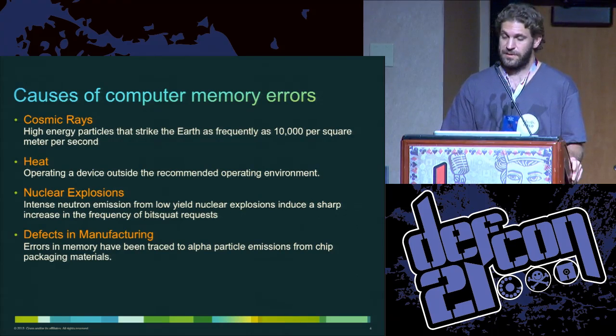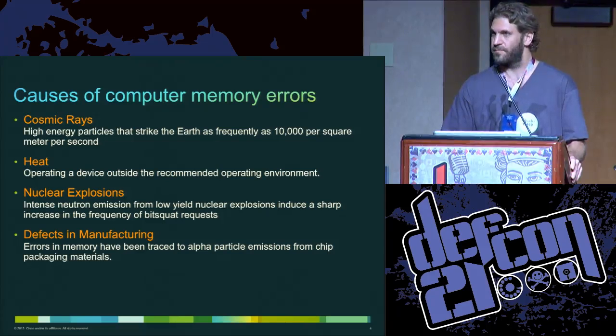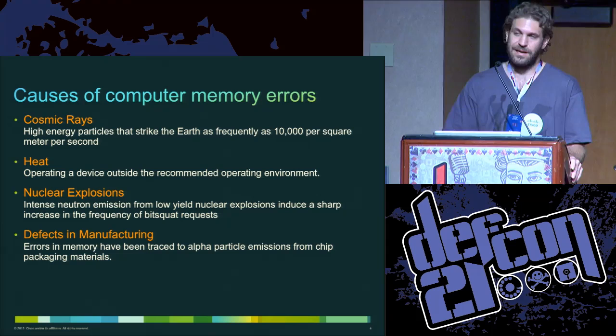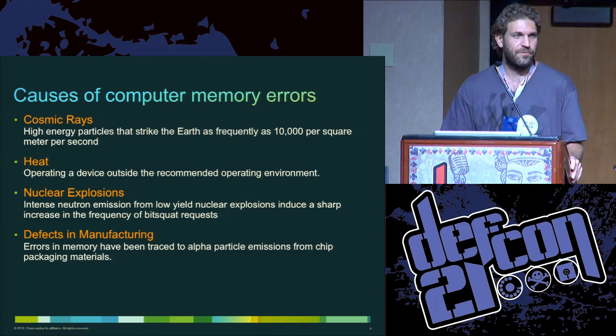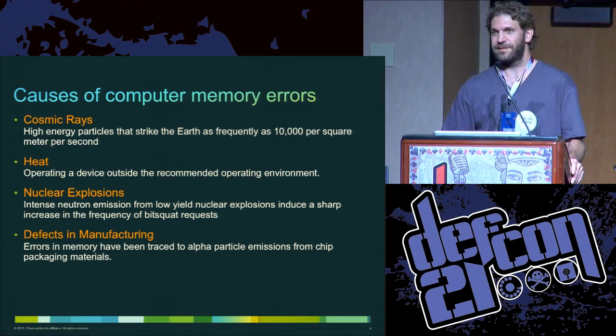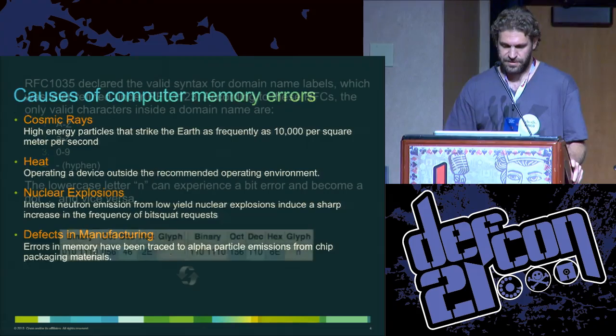So these are the main causes of bitsquatting errors or bit errors in memory. Cosmic rays, they're quite frequently hitting the Earth, 10,000 per square meter per second. Heat, I think the upper range on the iPhone operating temperature is only 95 degrees. So if you've been carrying your iPhone out around Vegas, you've been exceeding those operational parameters. There's an interesting paper that came out earlier this year about nuclear explosions and using DNS requests and bit errors in the DNS requests to actually determine when low yield nukes have been exploded. And then finally also defects in manufacturing.